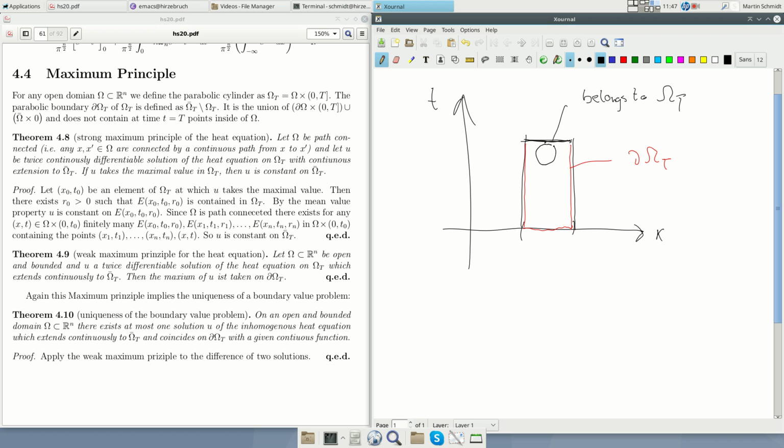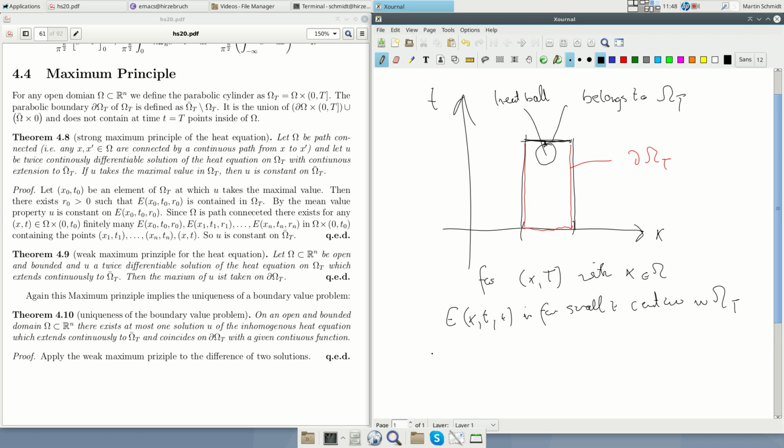And the reason is that for x, t with x in the interior, with x in omega, so this is a point of the heat ball, for small r the heat ball is contained in the parabolic cylinder. So here we have the heat ball, because the heat ball is strictly in the past, it's contained in this. Okay, now we use the mean value property.